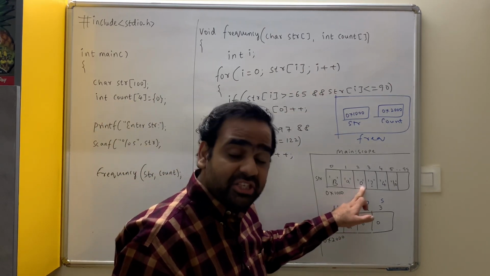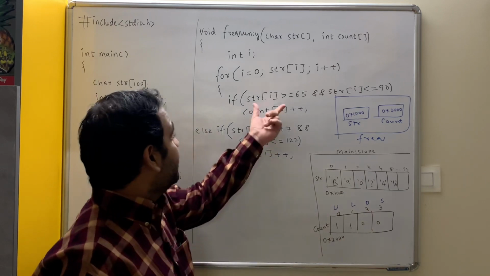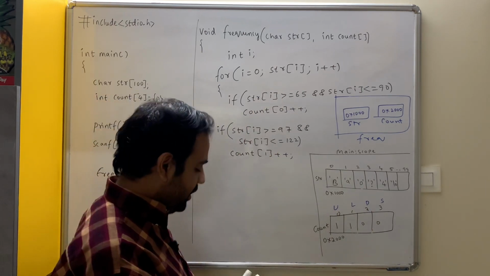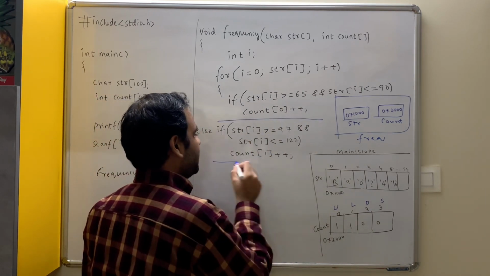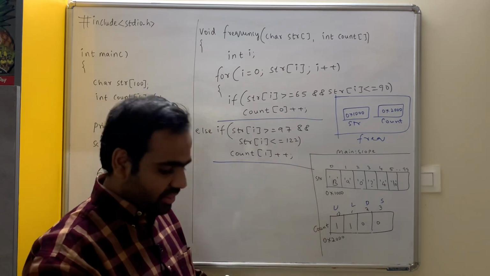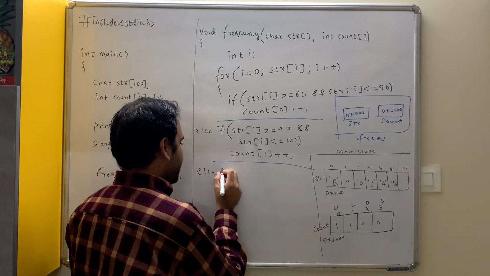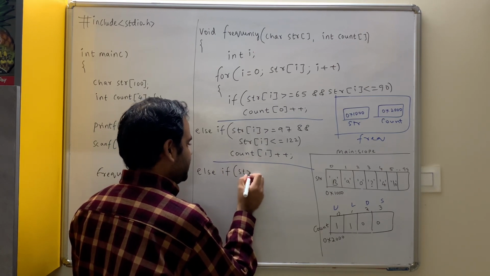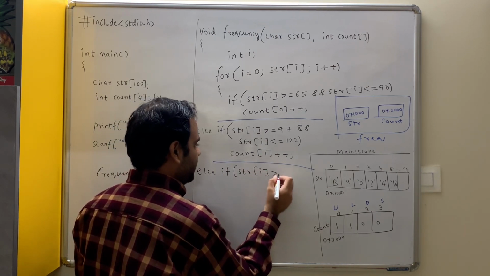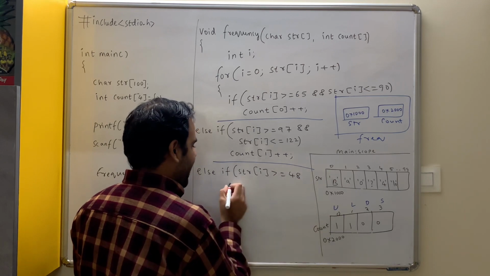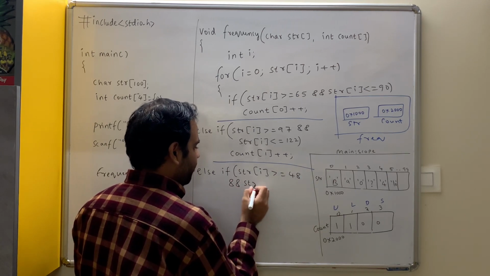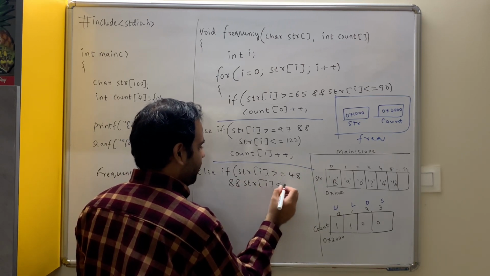It is digit 0. It is 48 greater than or equal to 65. This condition is false. Now you check 48 greater than or equal to 97. This condition is false. Next you check is it a digit, and how do I check? Else if str of I greater than or equal to 48 and str of I less than or equal to 57.